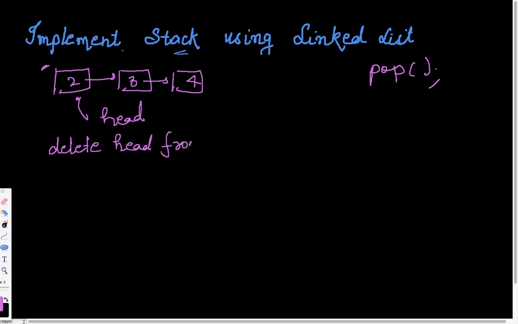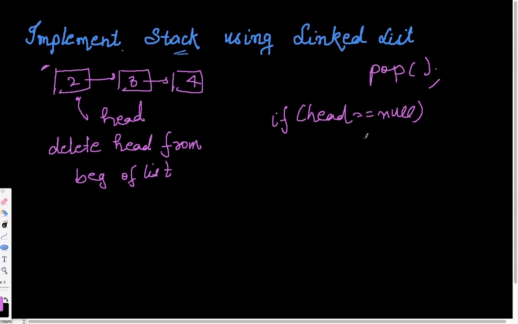from the beginning of the list. Obviously the head is always going to be at the beginning of the list, so I can say delete head or delete the first node from the list. So what I will do is first always check if head is equivalent to null. If our list is empty or the stack is empty, we can't perform the operation. So we simply return, and let's say we print something.